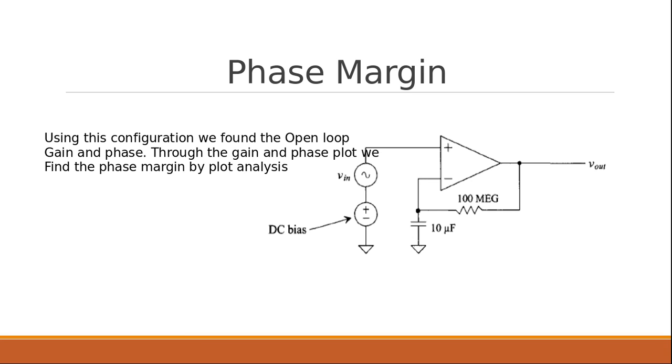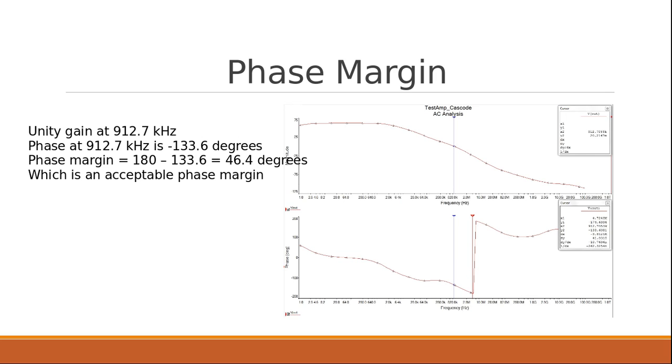Here we have an open loop configuration, and we use this configuration to do an AC analysis in order to determine our phase margin. And here in this slide, we see the results of that AC analysis. On the top, we have our magnitude over frequency, and when we find the unity gain frequency, we take that frequency and find the corresponding phase. In order to find the phase margin, we take 180 degrees and subtract it from that unity gain frequency phase. And the result of that is 46.4 degrees, which is within acceptable phase margin.